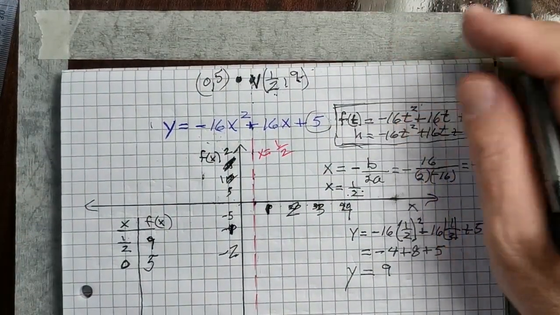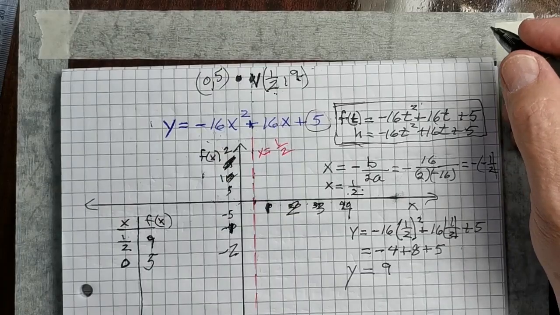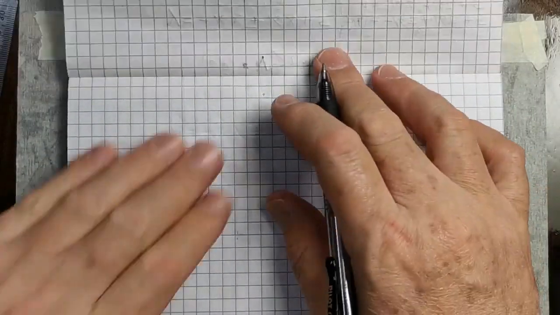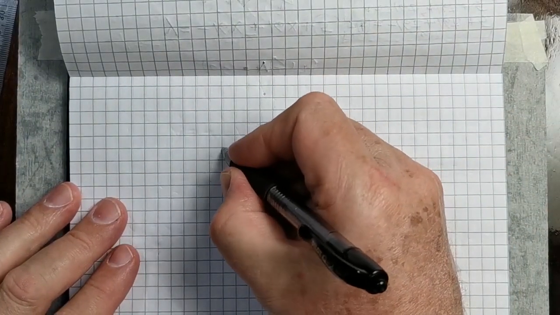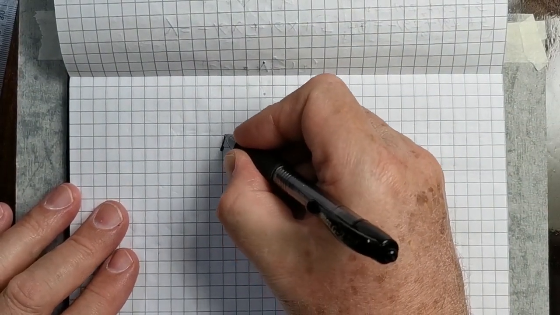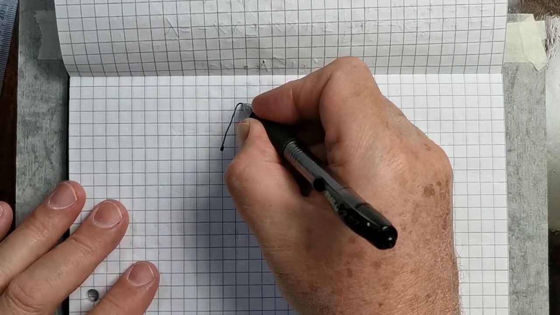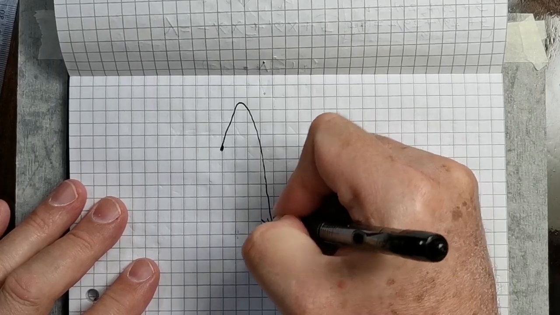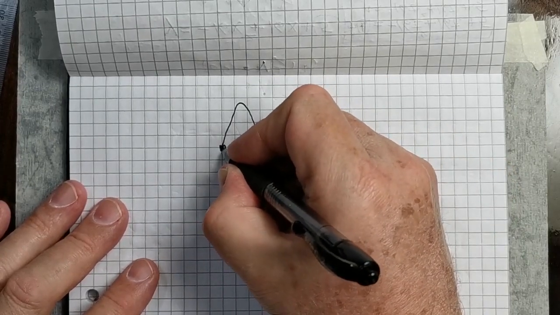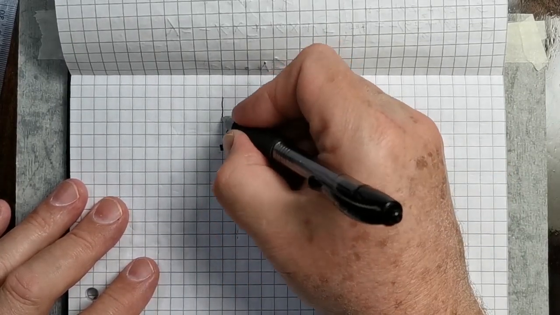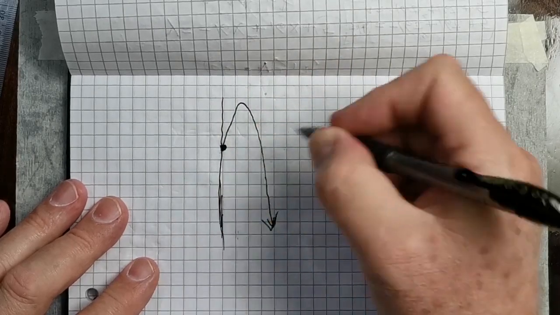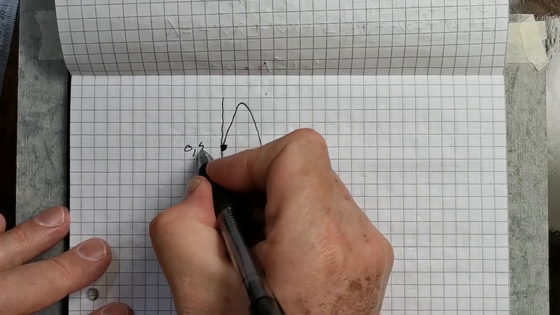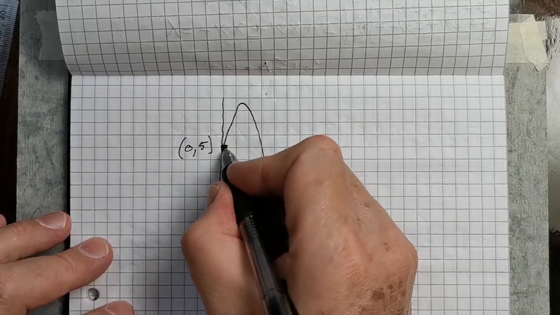I could sketch this probably a little better. Maybe let me do that just to help you out. Let me just sketch it. So let's say it's thrown from right here. It goes up high, reaches some point, and then comes back down. This point right here was the point on the y-axis, okay? And it represented 0, 5. That's the height from which it was thrown.